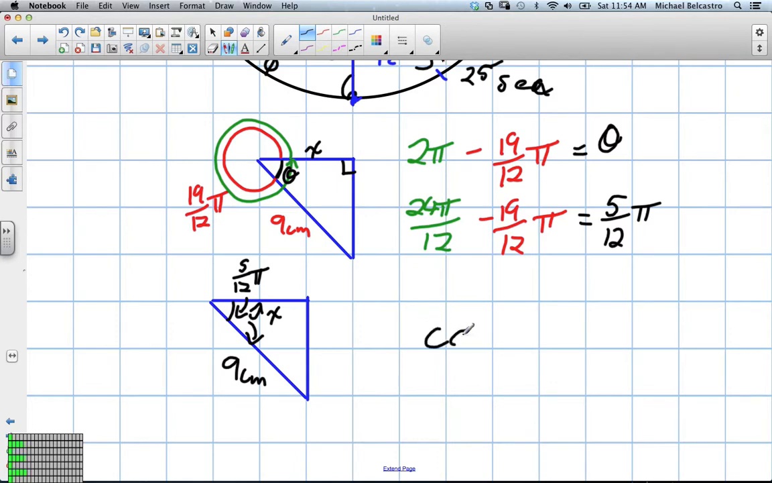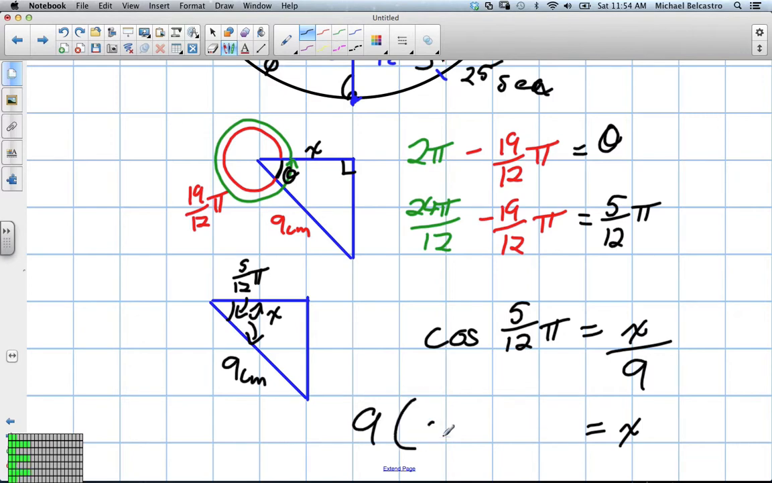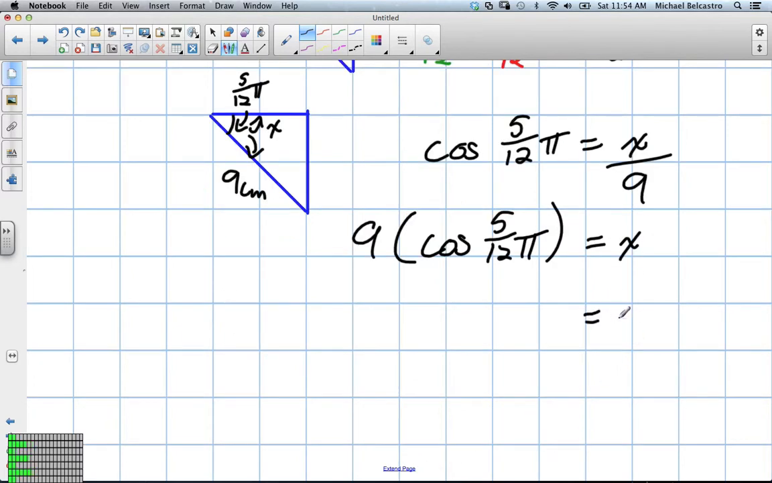To use cos. So cos 5 over 12 pi is equal to adjacent, which is our x, over hypotenuse, which is our 9. Well, we need to get x by itself, so it becomes 9 multiplied by cos 5 over 12 pi. So we have to put our calculator into radians here to figure out what the hour hand is. So make sure you're in radians and give that a try.